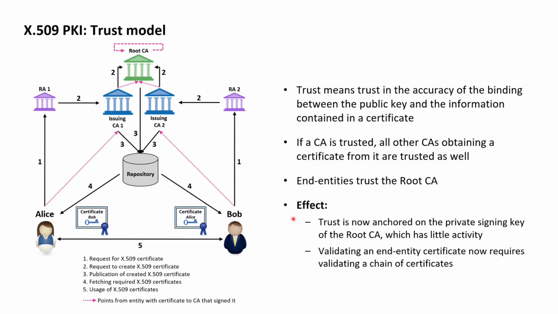And the second effect this trust model has is that in order for an end entity to validate a certificate, it's not only required to validate just a certificate, but the end entities now also have to validate a chain of certificates that needs to lead from the end entity certificate all the way up to the certificate of a trusted root CA.